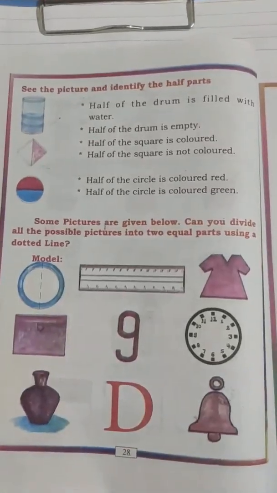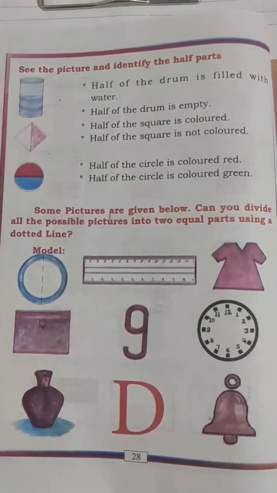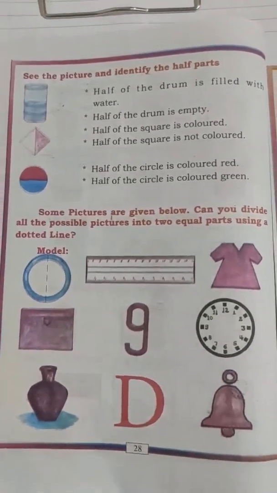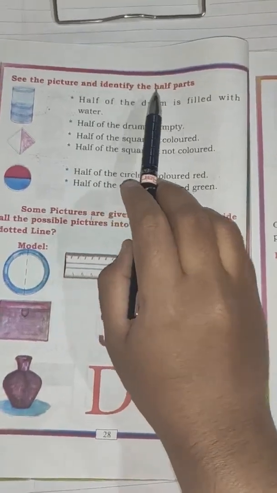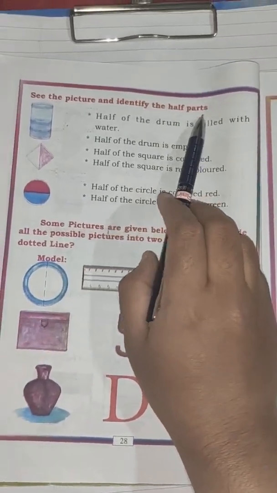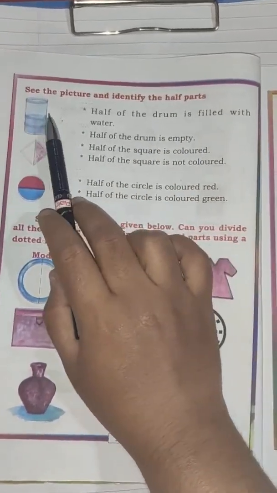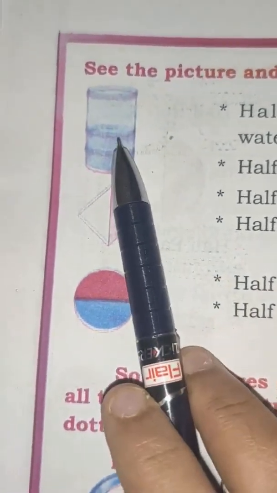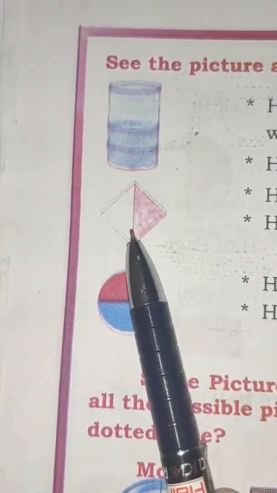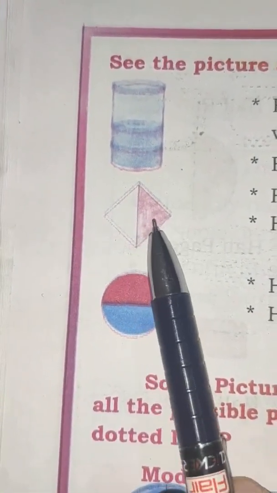Now children, here you can see there are a few examples on page number 28. See the picture, identify the half parts. Half of the drum is filled with water. You can see here, this is a drum and half of the drum is filled with water. This is one half, this is another half. Here, half of the square is colored. This is one square and half of the square is colored and half of the square is not colored, isn't it?